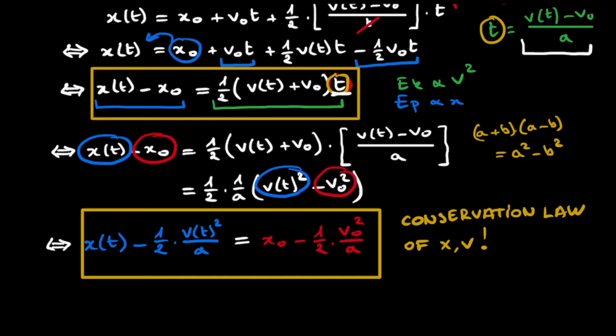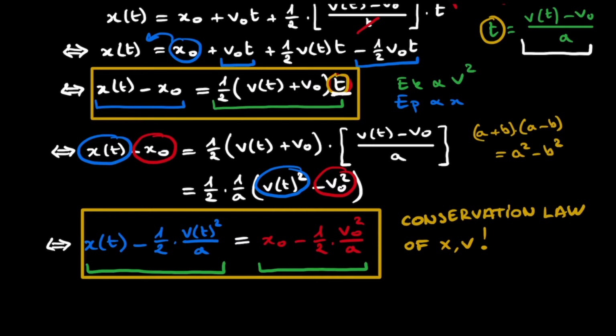It's basically a conservation law of x and v, because we see that this specific combination of the position and the velocity of an object remains constant if we go an arbitrary time later, which basically says that this specific combination, the position minus 1/2 times the velocity squared divided by the acceleration, is something that is conserved through time.